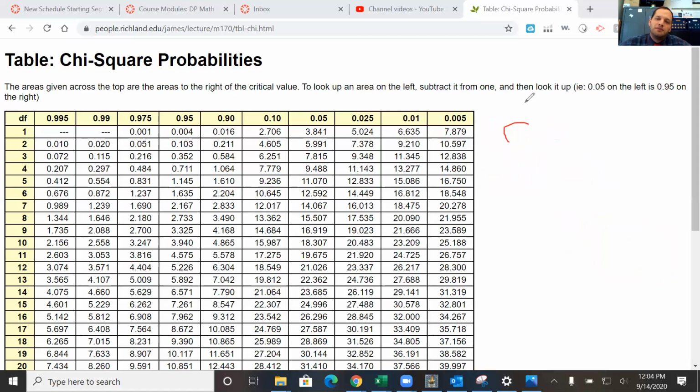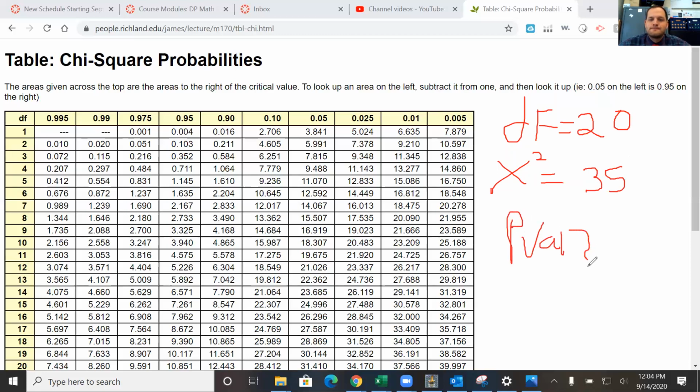All right, your degrees of freedom are 20. Your chi-square statistic is, let's do 35. What would your p-value be? All right, pause it, find your answer. Okay, you should have paused it. You should have your answer by now.